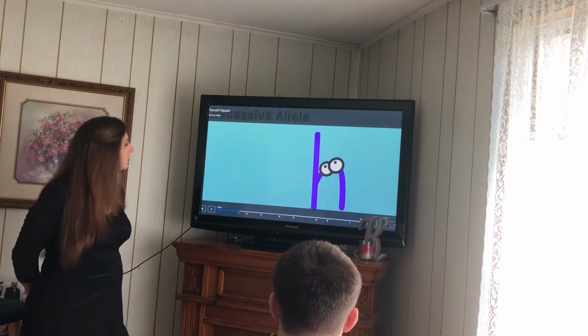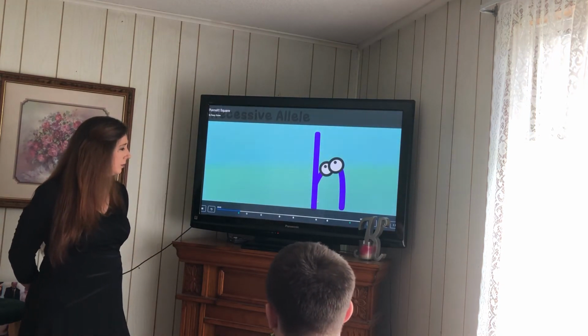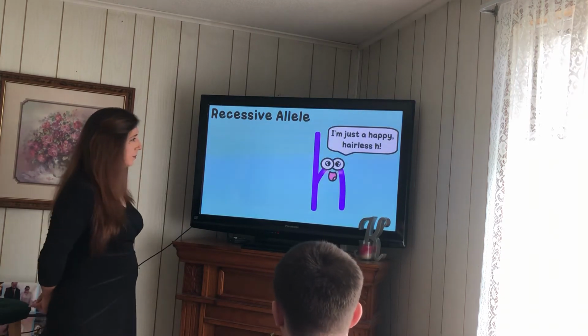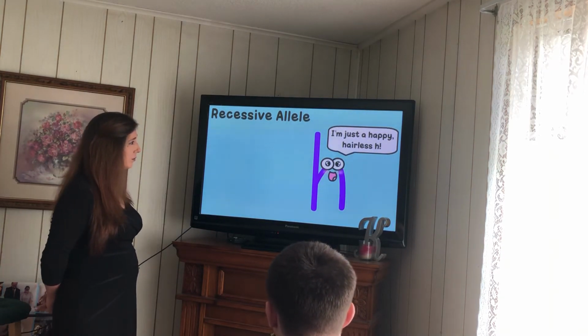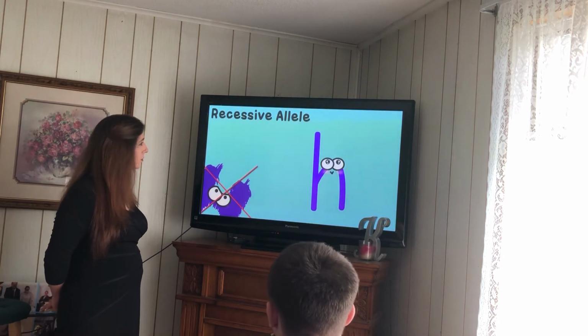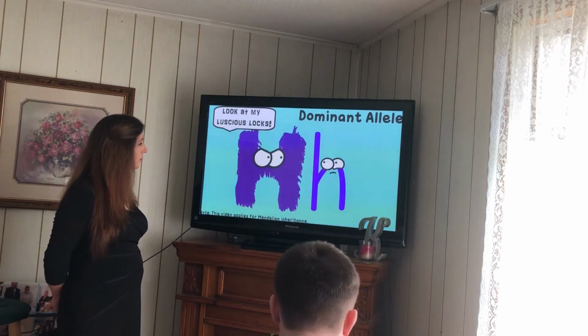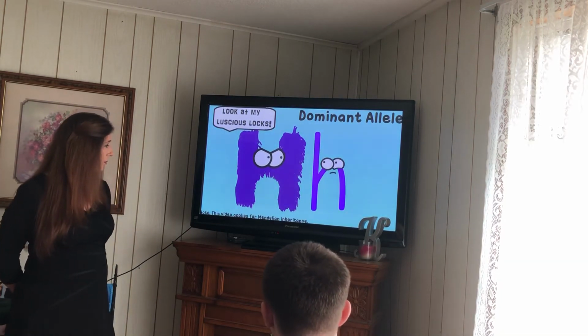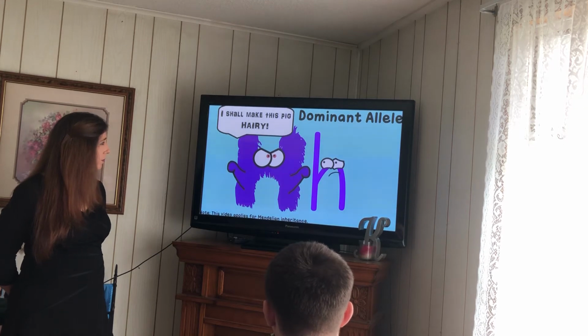A recessive allele is usually represented by a lowercase letter. By recessive, it means that the allele will not usually show up. The only way it will show up is if there is no dominant allele present. A dominant allele is represented by a capital letter, and it's an allele that will show up. Think of it as dominating.